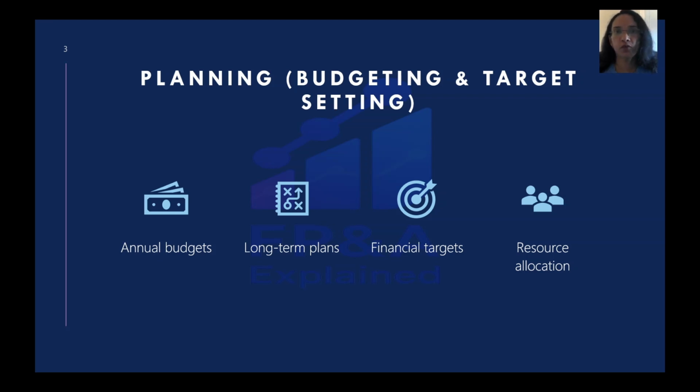Planning is one of the most fundamental responsibilities of FP&A. This includes preparing annual budgets and long-term financial plans. During planning, FP&A translates business objectives into financial targets, such as revenue goals, cost limits, and profit expectations. Planning also supports efficient resource allocation, which in turn supports decision making.